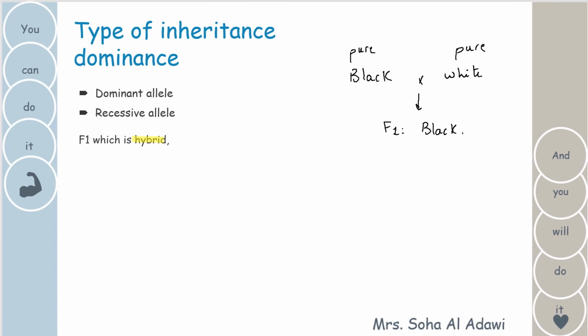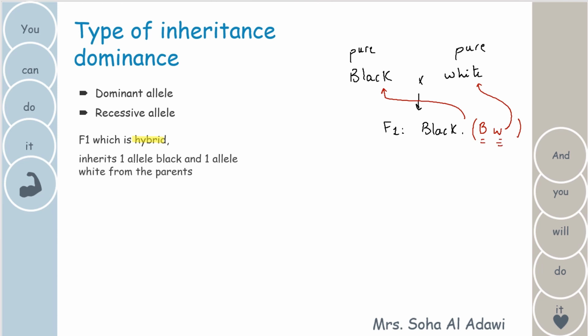Why? Because I want to say that F1 has both alleles, the black one which is taken from this parent and the white one which is taken from the other parent, right? F1, or the offspring, always takes one allele from each parent. So definitely F1 is hybrid or heterozygote. What does hybrid mean? It has two different alleles. So this F1 inherits one allele black and one allele white from the parents.